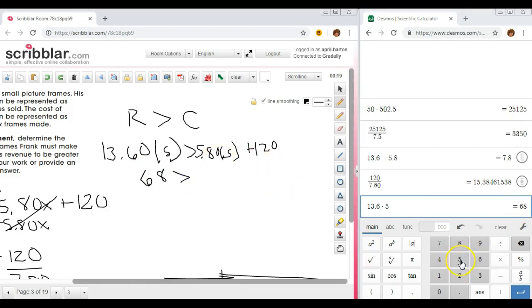If he makes 5 frames, it costs him, oh, I forgot to go to a new line again. I'll clear it out. So 5.80 times 5 plus 120 is 149. So this is not true. Revenue is not bigger than cost. So 5 was too small. So I would jump up to 10 and try 10.